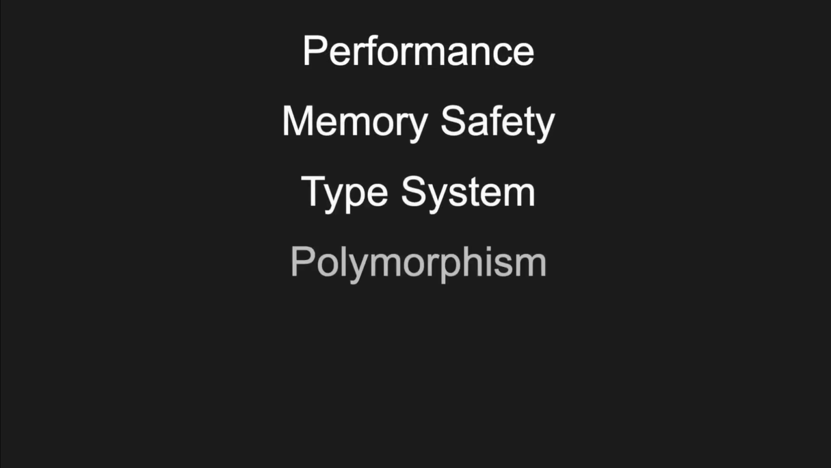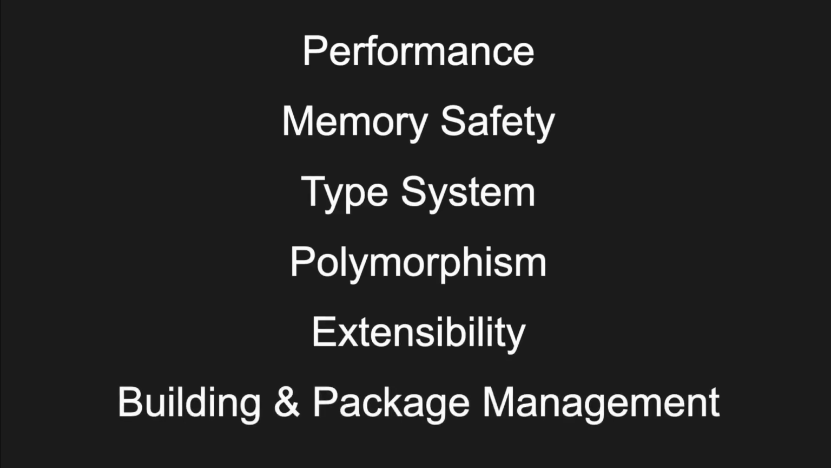In this video, I'll give you an overview of Rust by describing the unique features which make Rust special. Those features are performance, memory safety, the powerful type system, polymorphism with traits and generics, extensibility with macros, and building and package management. Let's go through these features together, starting with performance.